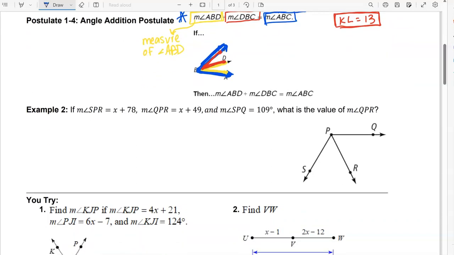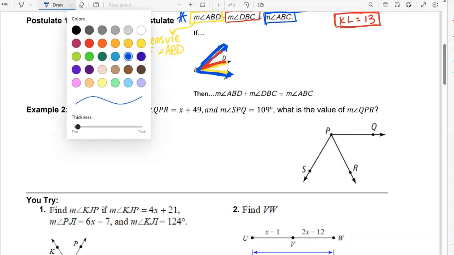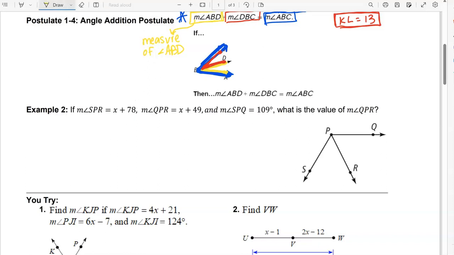So let's do an example like this down below. Example number 2. As you can see, it has listed a lot of information. I highly recommend you label as you can. So what I see here says the measure of angle SPR is x plus 78. So SPR means P is the vertex, and we go from S to P and from P to R. This angle is x plus 78.